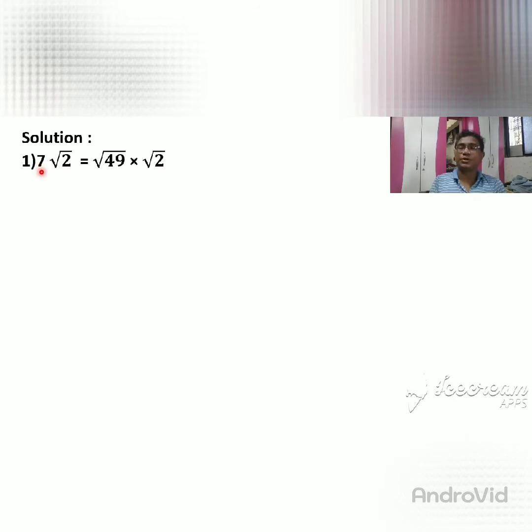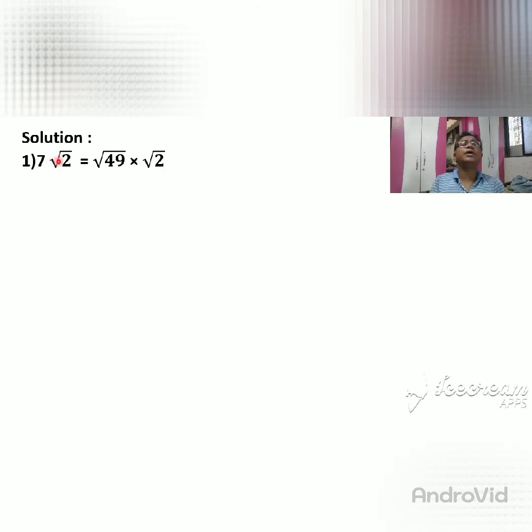7 is the coefficient. Why is 7 called a coefficient? Because 7 is multiplying root 2. 7 into root 2, you get 7 root 2. So 7 is the coefficient.